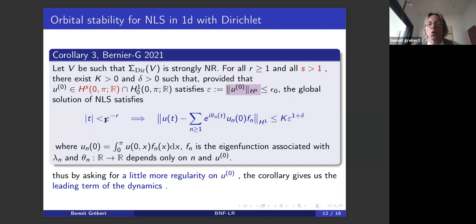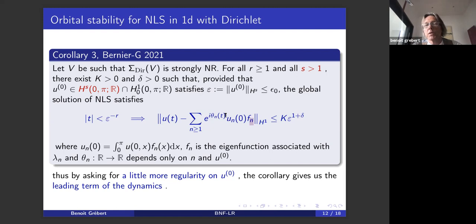So for t smaller than epsilon to the minus R, so again for a very long time, you have the leading term of the dynamics, which is given by this formula. So we have to detail this formula a little bit. The fn are the eigenfunctions associated to the Dirichlet modes. And so in particular, un0 is the coefficient in this Hilbert basis of the initial datum u0. So we have fn, we have un0, and what is theta n? Well, it is some angle. I have no formula for you for these angles, but we can prove that they exist, and we are just interested in the fact that they exist. And so you have a modulation of the initial modes with this exponential e to the i theta n of t.